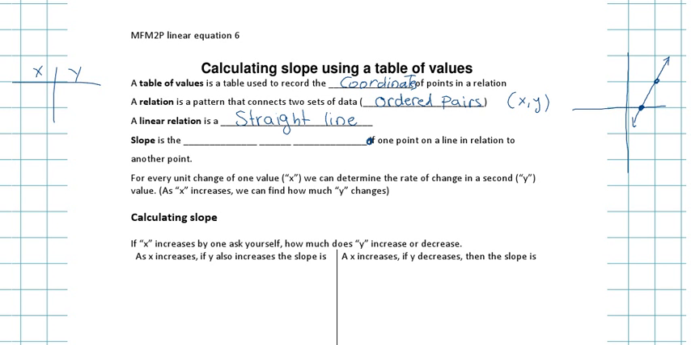The slope is the steepness of the line, right? It is how steep the line is. In other words, we call the slope the rate of change. Okay? So the slope is the rate of change of one point on a line in relation to the other point.